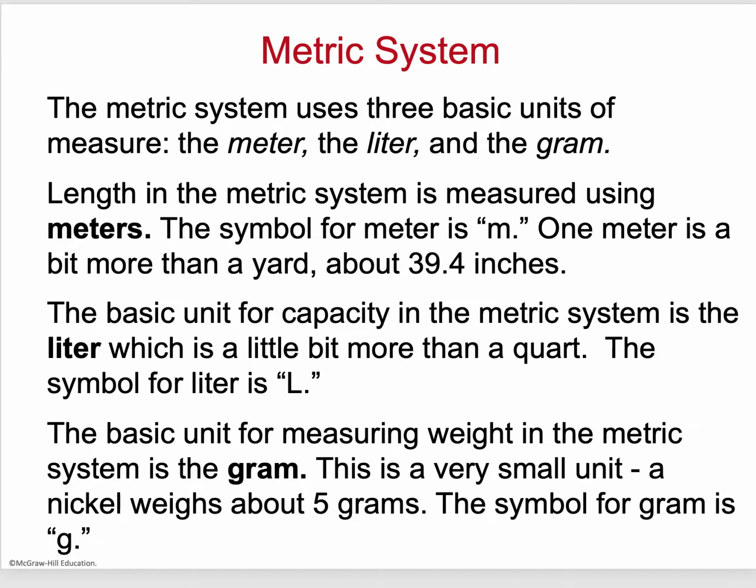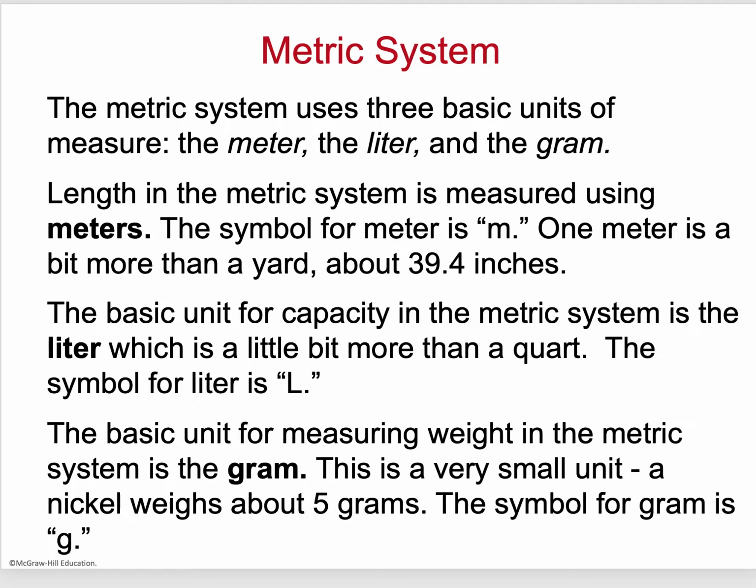So the metric system uses 3 basic units of measure: the meter, the liter, and the gram. Length in the metric system is measured using meters, which we say M for meters. 1 meter is a little more than a yard and roughly 39.4 inches. For capacity, so how much something can hold, I use the liter, which is a little more than a quart. And if you're not sure what a quart is, when you run to Baskin Robbins and you get a quart of ice cream, that's a quart. And the symbol we use for liters is L.